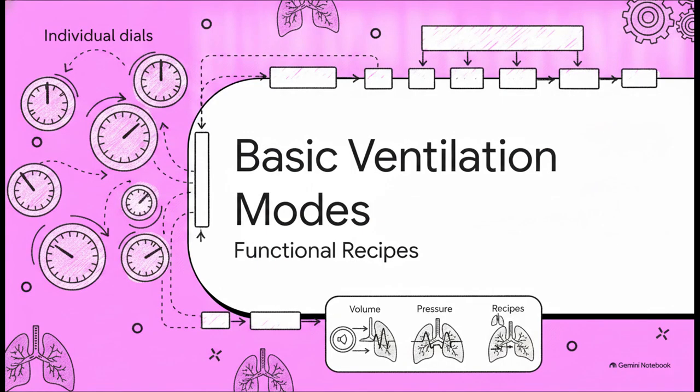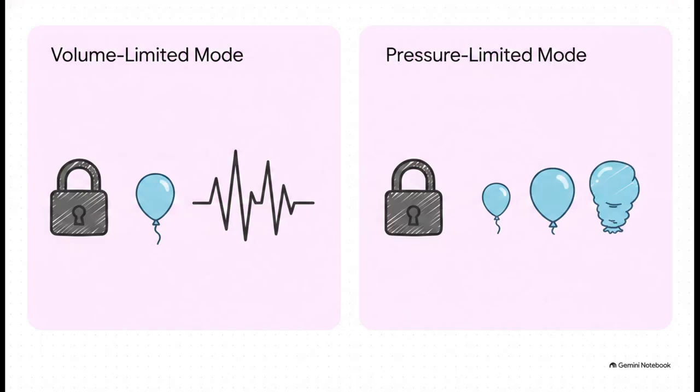All right, Section 3, basic ventilation modes, or what I like to call functional recipes. So, when we mix those dials together, we run right into the classic ICU trade-off. It's an either-or situation. If you choose a volume-limited mode, you lock in the tidal volume, which guarantees the patient gets exactly the amount of air you want. But the airway pressure is going to wildly fluctuate depending on how stiff their lungs are.